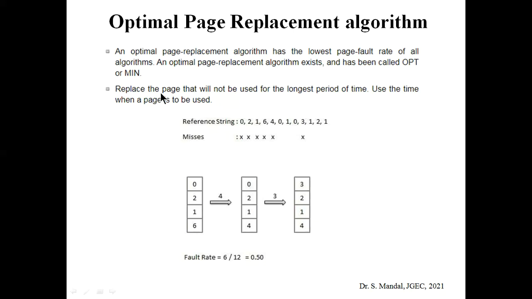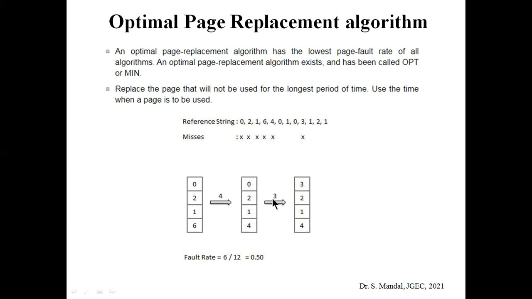As per the rule, we should replace the page that will not be used for the longest period of time. After 4, 6 has not been used for the longest time, so that's why we replaced 6. Now the content of the main memory is 0, 2, 1, 4. Next is 0. 0 is already present, so that is a hit. Next 1 is already present, hit. 0 present, hit. Next 3, and we can see that there is no page 3.